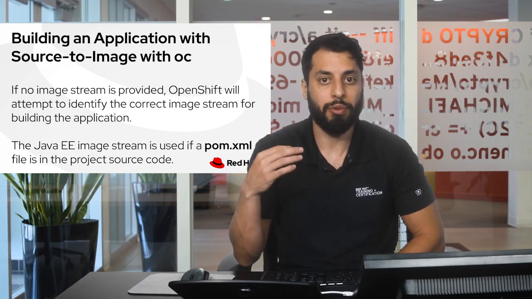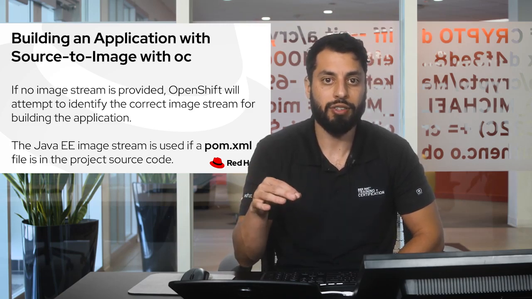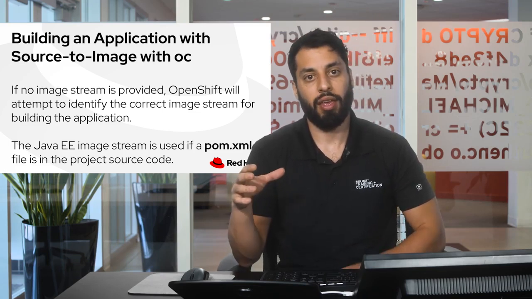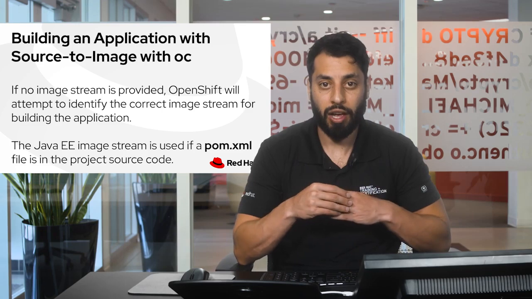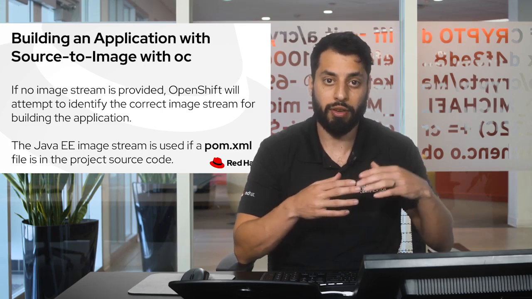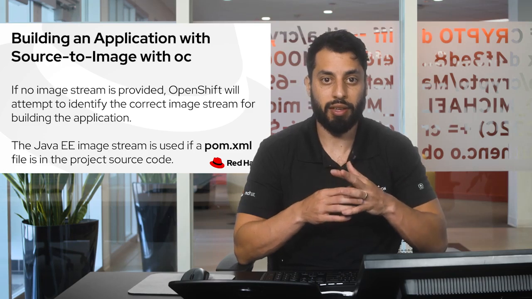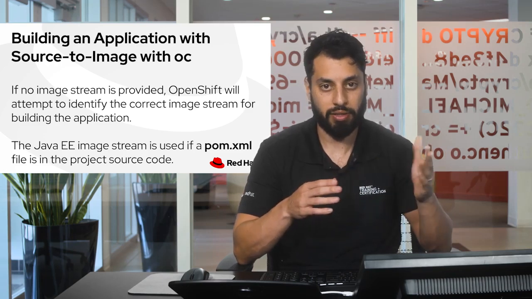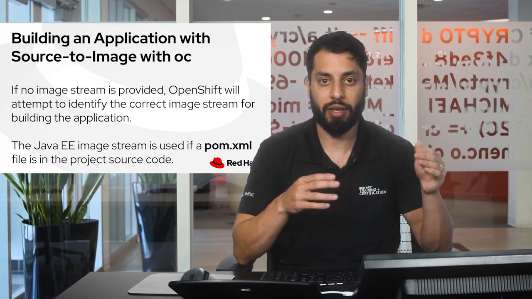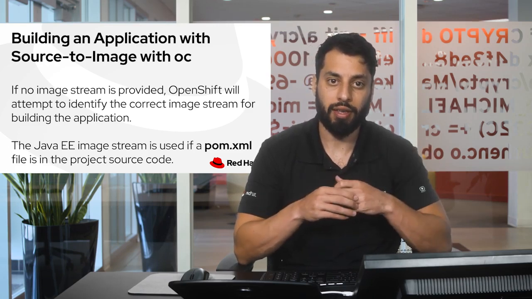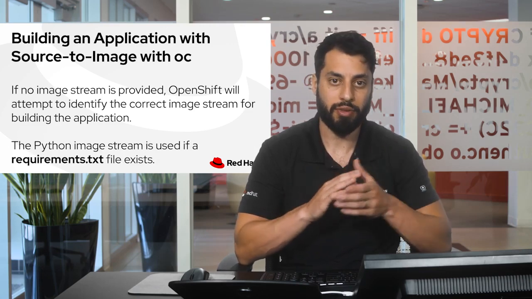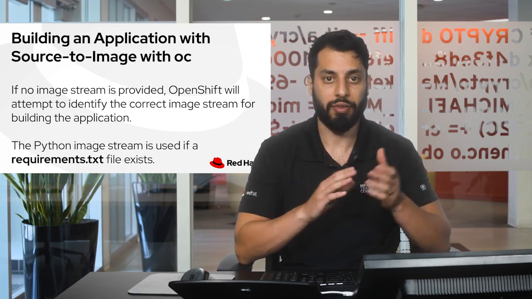If we do not provide an image stream, which is optional, OpenShift is able to determine the language of the application simply based on the Git repository. For example, if I had passed in a Java application, the build config would clone that Git repository. It would see the presence of a pom.xml file, so it knows this is a Java app, and it would base the application image on a Java EE image. The same goes for a Python application, which would use requirements.txt, and for a bunch of other languages.